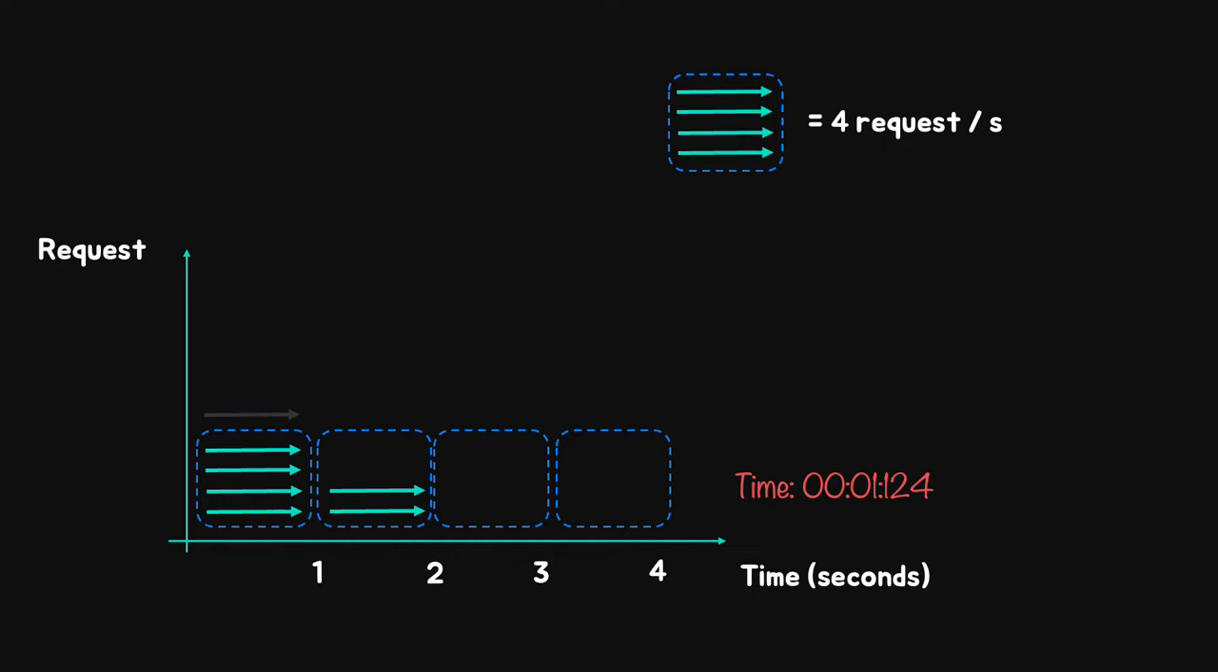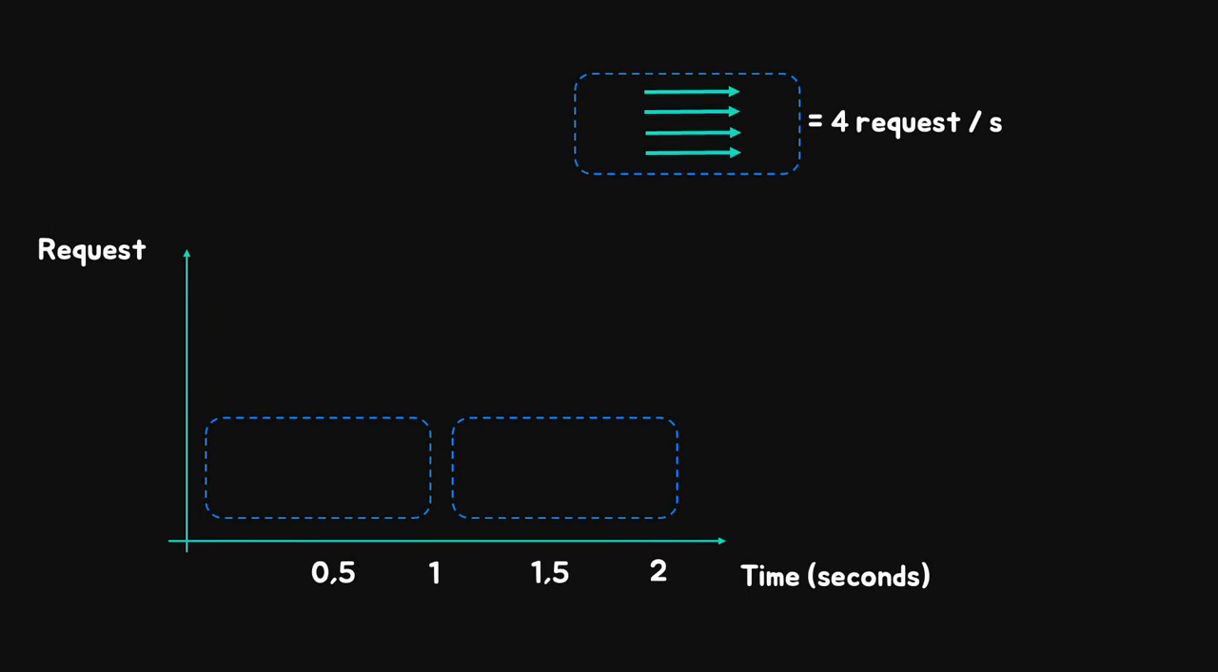However, this algorithm has a major flaw. Let's zoom in on the timeline. Now, if 4 requests are coming in the last half of a second, and another 4 requests come in the first half of the next second, then this algorithm will accept them. However, in this time interval of 1 second, 8 requests were allowed. That's twice the allowed capacity for a time window.